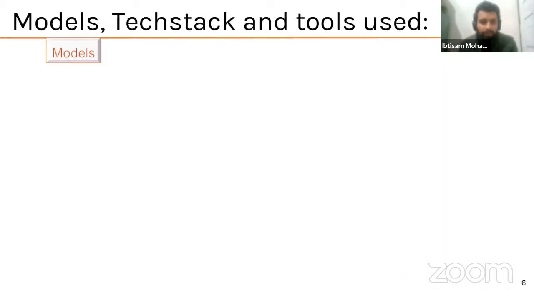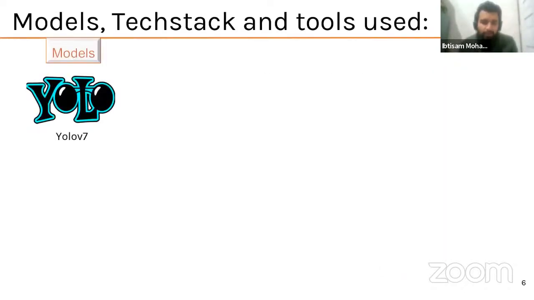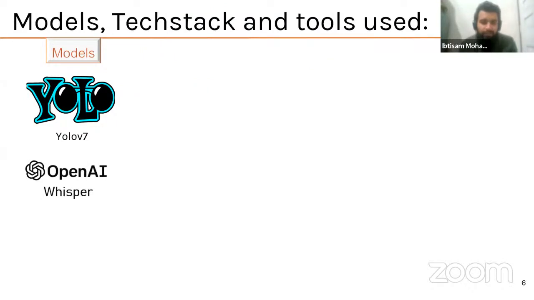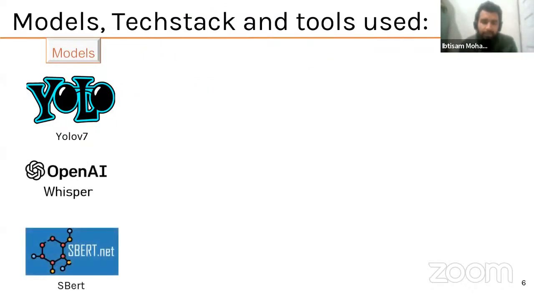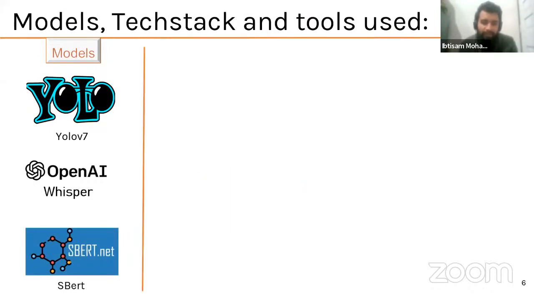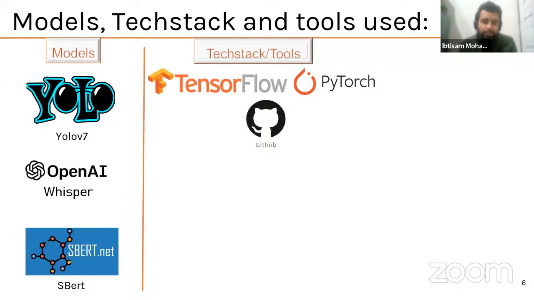The models we have used are YOLO, our facial emotion recognition model, which was trained on a subset of AffectNet. Then for speech, we converted it into text using OpenAI's Whisper. For sentiment analysis, we use SentenceBERT. And for the tech stack, we use TensorFlow and PyTorch as our frameworks.